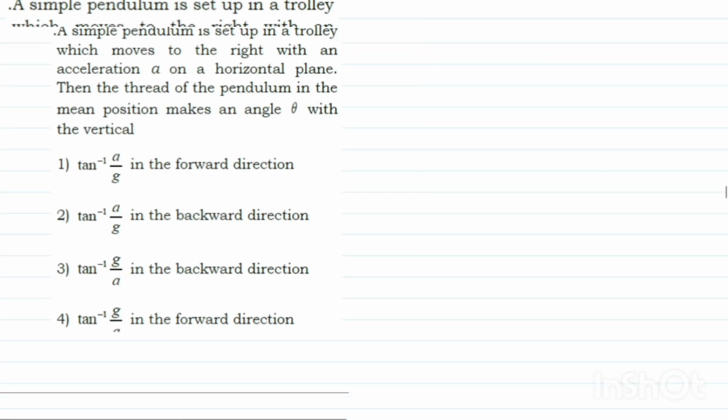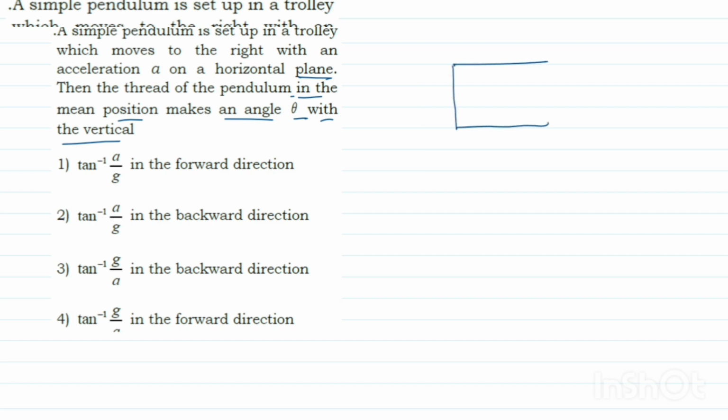Now here a simple pendulum is set up in a trolley which moves to the right with an acceleration a on a horizontal plane. Then the thread of the pendulum in the mean position makes an angle theta with the vertical. So here you are taking a trolley, which is going to be moving with the given acceleration. You are suspending a simple pendulum.